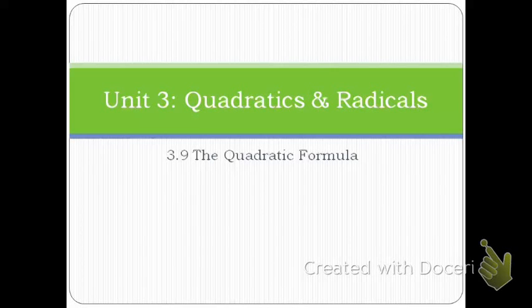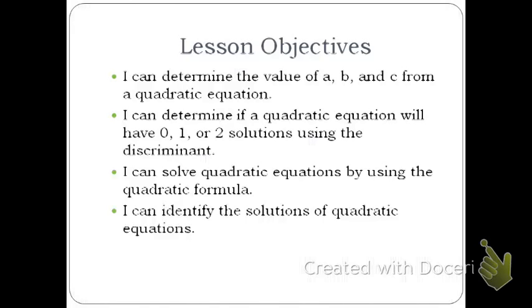This is the final lesson in Unit 3 and the final lesson of Algebra 1B, 3.9, the quadratic formula. The objectives of this lesson are that you can determine the value of a, b, and c from a quadratic equation. You actually have already done this before when you were factoring. You can determine the quadratic equation will have 0, 1, or 2 solutions using the discriminant.